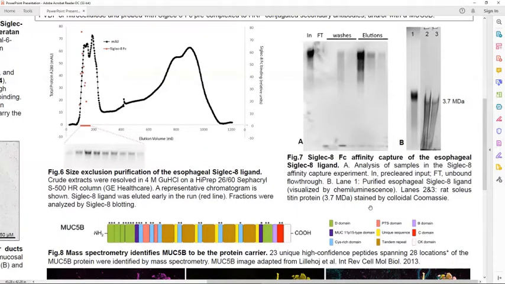And then finally, I can perform a Siglec-8 Fc affinity capture to purify the esophageal Siglec-8 ligand. I was able to elute out a concentrated S8 ligand with 1 molar salt. And this is the material that I processed and sent for mass spectrometry analysis.